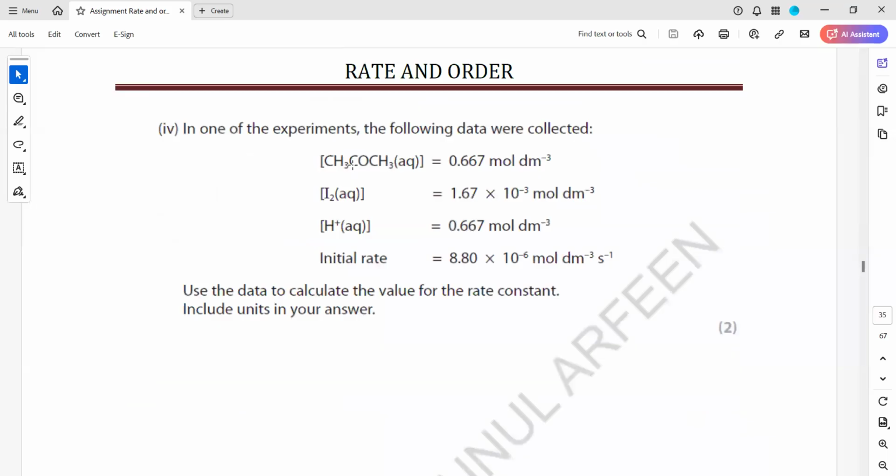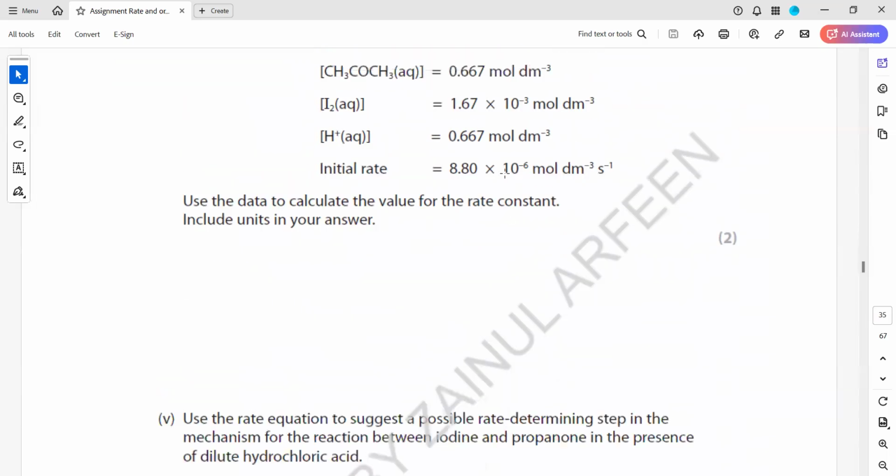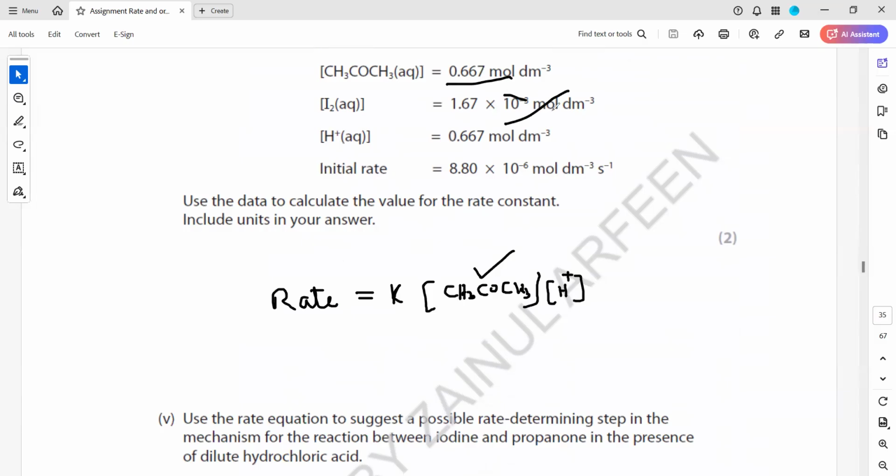In one of the experiments, the following data were collected. The concentration of propanone is given, concentration of iodine is given, hydrogen ion is given, and the initial rate. We just need the value for the rate constant with the units. We don't need iodine because it's zero order. The hydrogen ion concentration is there, we have the initial rate, and the propanone concentration is also there, so we can just divide and get the value for k.